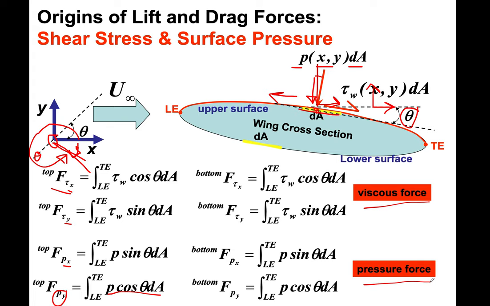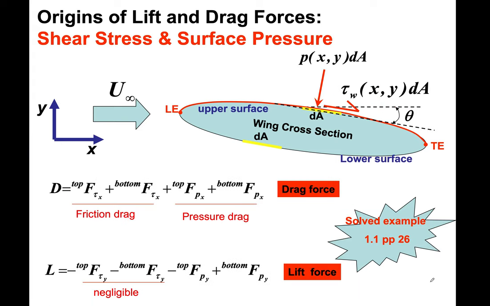So these are the origins of the aerodynamic forces and naturally the aerodynamic moments. So now I have summed up all the x components. As we've said, they contribute to the drag. That's the drag force, D. So you sum up all the forces on the top of the wing and the bottom of the wing, due to shear and due to pressure. So here, because you have tau, this part of the drag we call friction drag, and this is pressure, P. This part of the drag is called the pressure drag.